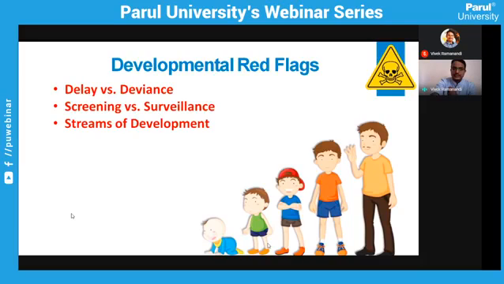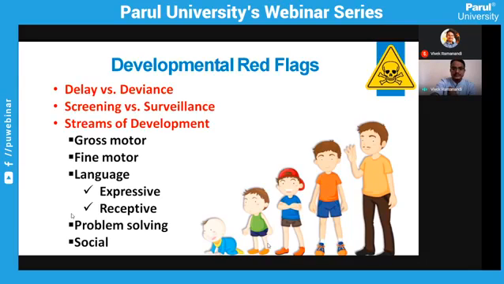Now, what are the streams of development which we consider? First is gross motor, where we consider rolling and head holding and standing and sitting and crawling, running, jumping, these kinds of activities. Fine motor is use of the hands and fingers for various grasps and use of them for play activities. Language, that is expressive or receptive language. When the child is not able to understand, then we have to identify why the child is having this kind of receptive issue.